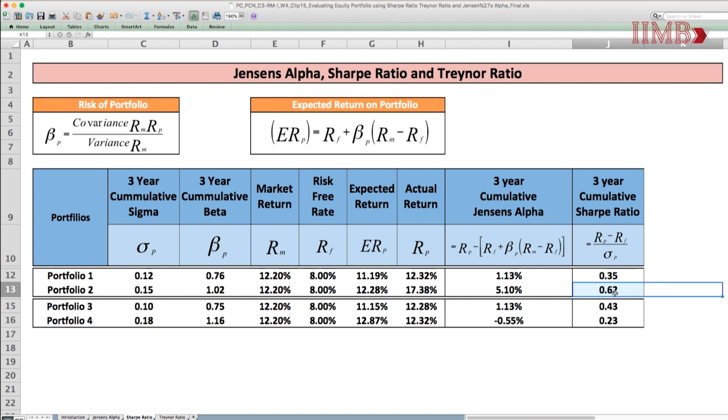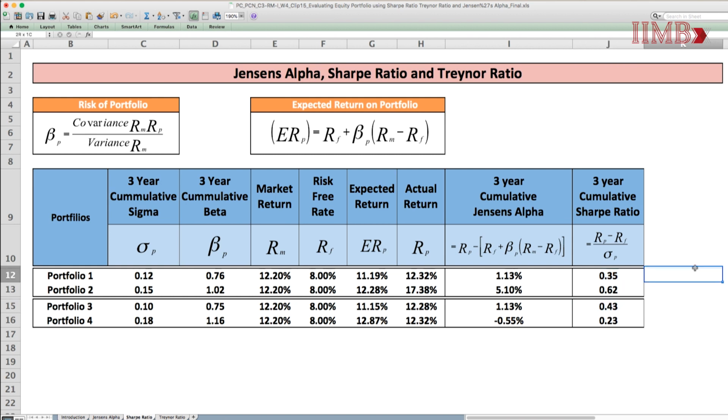Expectedly, for portfolio 2, the Sharpe ratio is the highest because Rp is 17.38%. Now in the numerator, Rp is 17.38%, Rf is constant for all 4 portfolios at 8%, and sigma p is marginally higher at 0.15. Be that as it may, because of the high numerator, portfolio 2 gets a very high Sharpe ratio of 0.62. The challenge, as we recall, is to choose between portfolio 1 and portfolio 3.